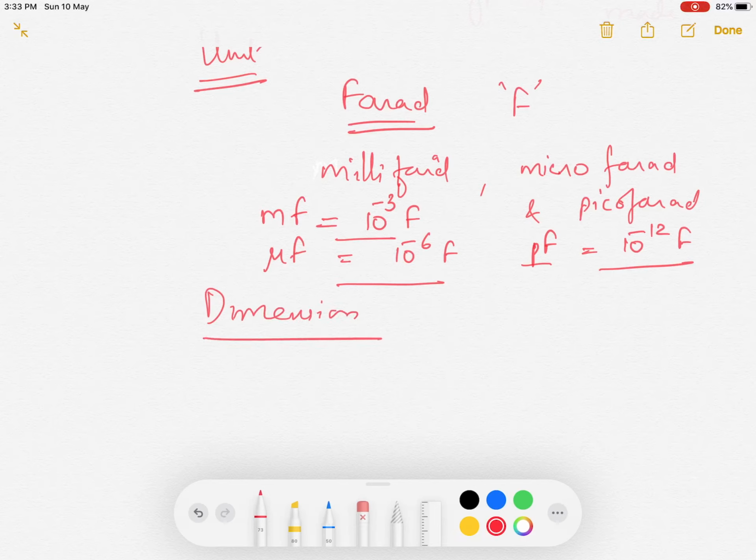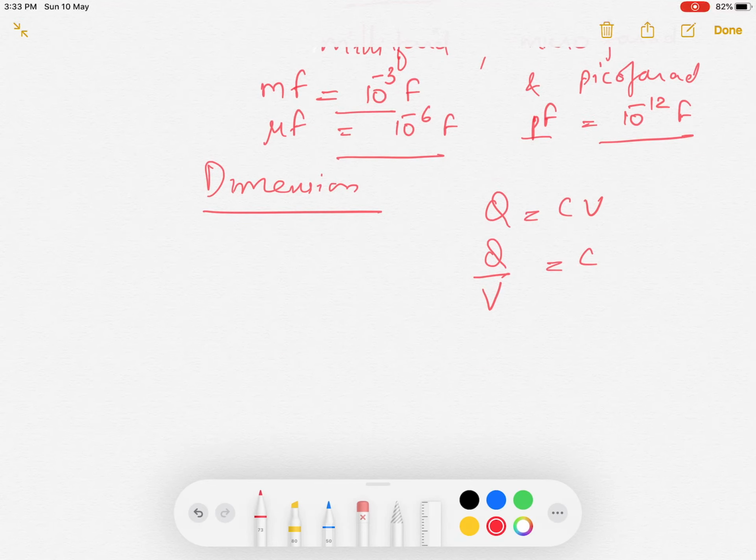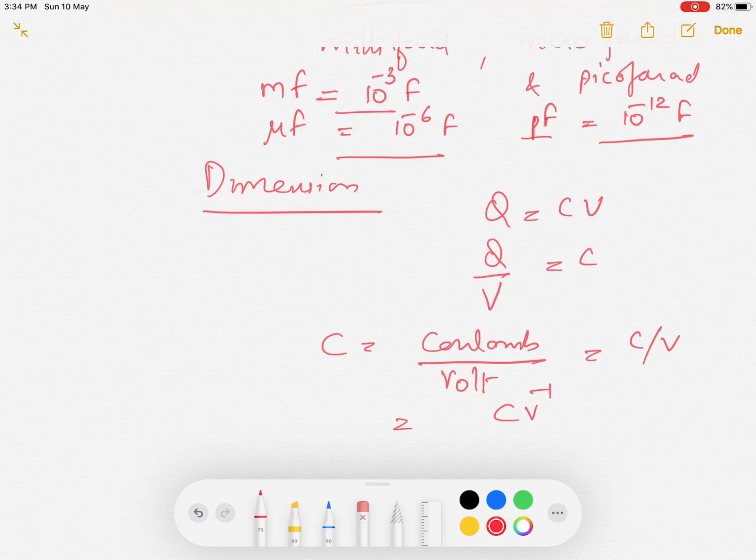For dimension, see, q is equal to CV. So C is equal to q upon V. q is charge and V is potential. In place of q you can write coulombs, and in place of V you can use its unit, volt. So coulomb per volt is the unit of capacitance. C V to the power minus 1, you can write like that also.